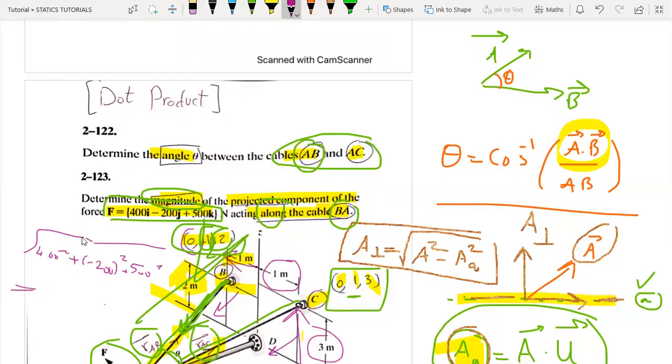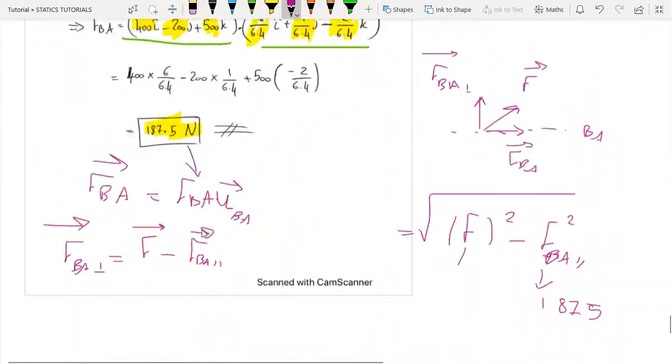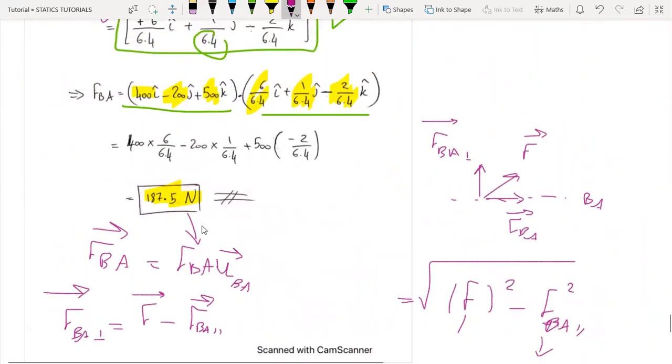And we get the component of the force in newtons. So by this we will end our first tutorial for chapter 2.